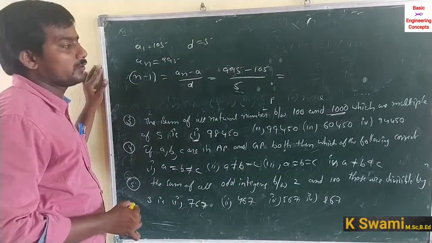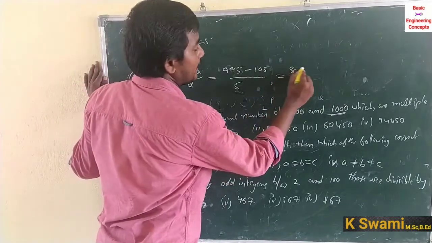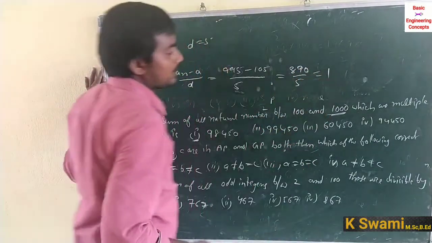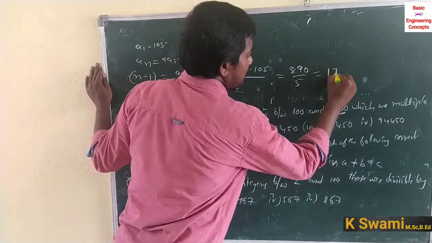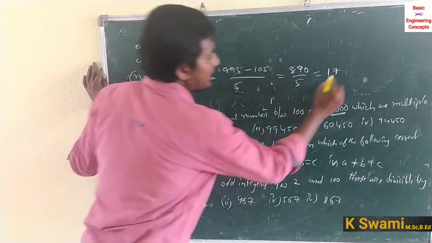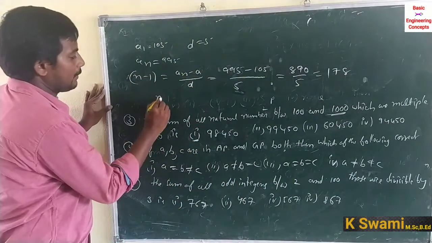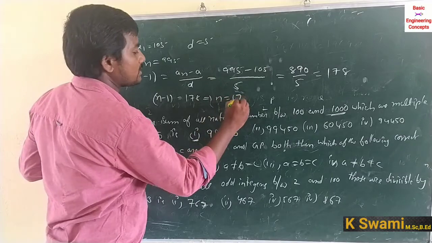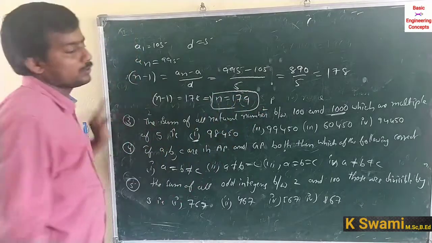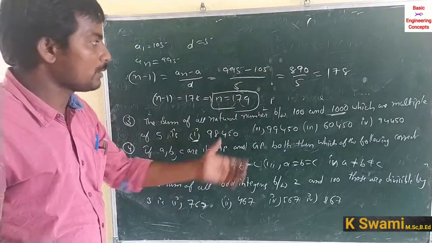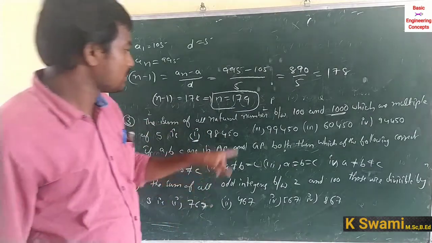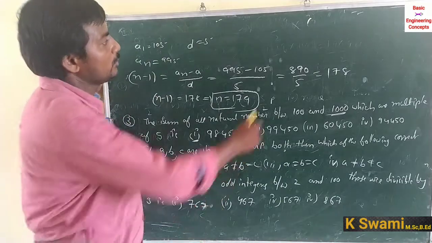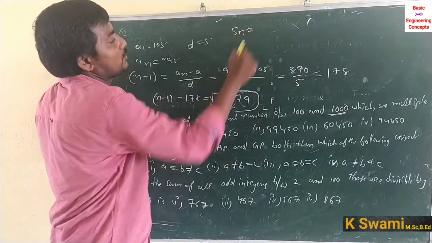995 minus 105 is equal to 890. Divided by 5, that is equal to 178. n minus 1 is equal to 178, and n is equal to 179. Sum of the terms between 100 and 1000 which are multiples of 5.